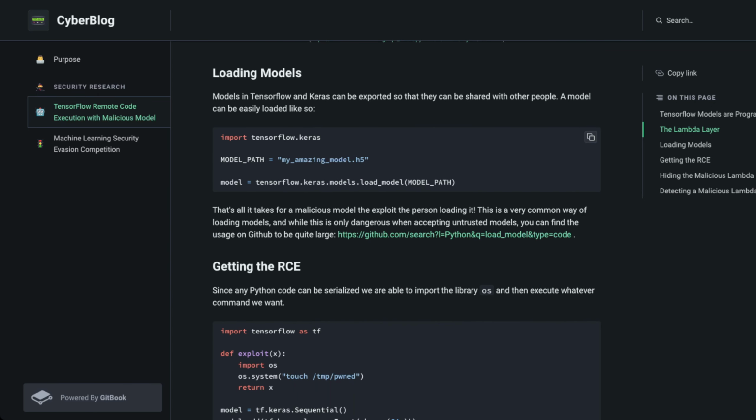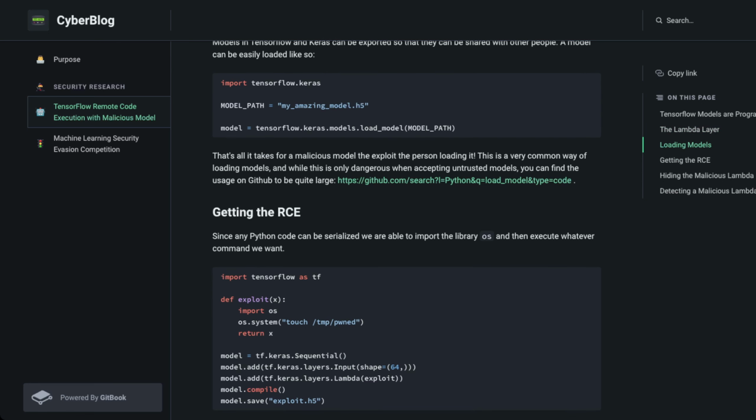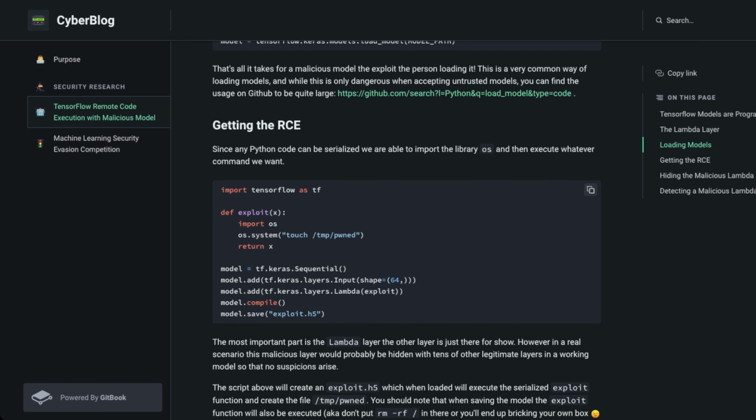So the steps for this are loading the model. They pretty clearly say here that models in TensorFlow and Keras can be exported so that they can be shared with other people. So this is serializing. And importantly, they say that's all it takes for a malicious model that the exploit person intends to load. This is a very common way of loading models and why it's only dangerous when accepting untrusted models. You can find the usage on GitHub, lots of places. So lots of people do this out of convenience. It's very common.